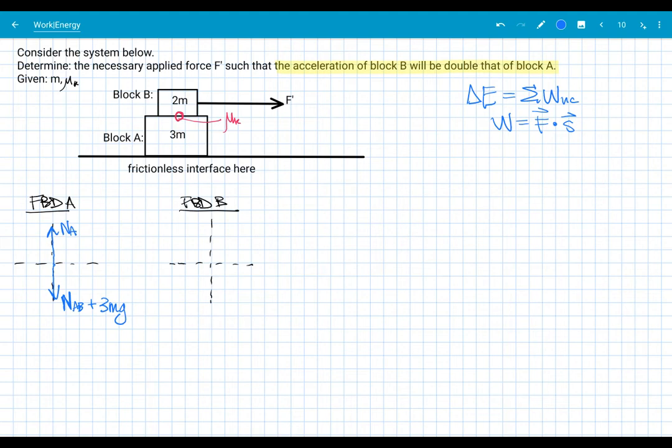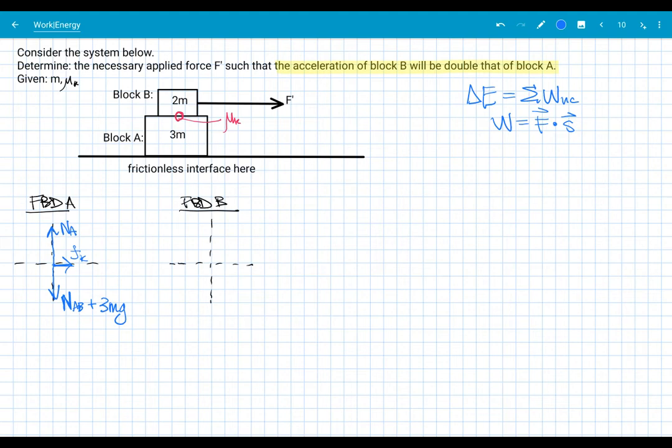So the only thing we need to figure out then is friction. What I know here is that this bottom block will be accelerating to the right. Sure, its acceleration is going to have half the value of the top block, right? But it's still accelerating to the right. So the force that's responsible for that acceleration is the kinetic frictional force there on that block.